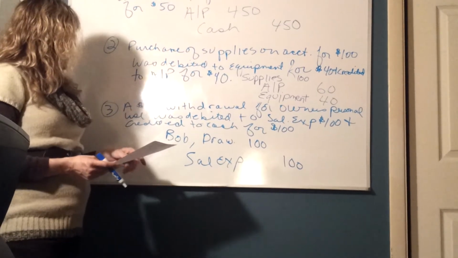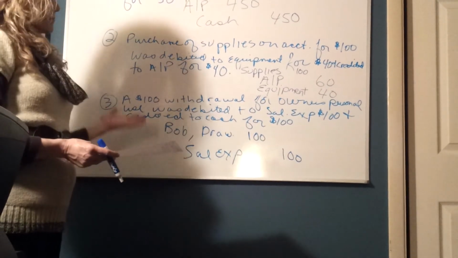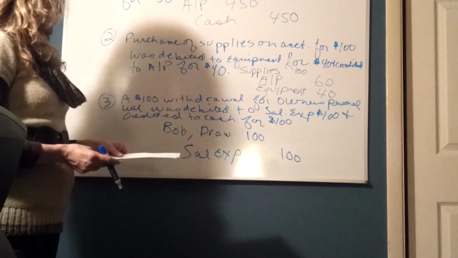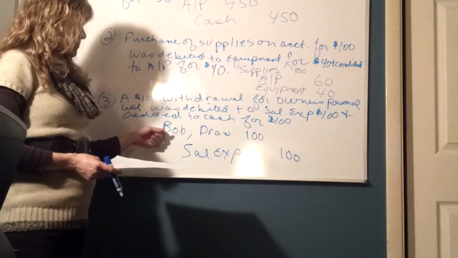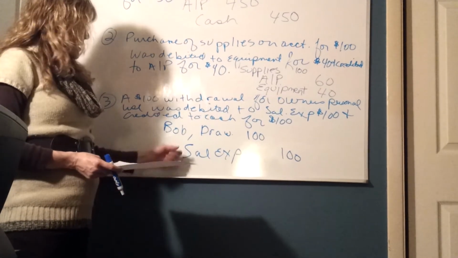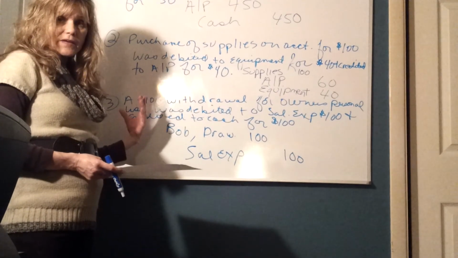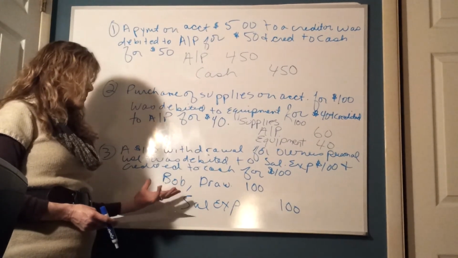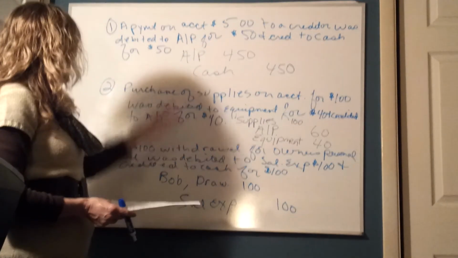And the last one, there was a $100 withdrawal for owner's personal use. It was debited to salaries expense and credited to cash. The correct amount was done for $100, but wrong account. So all we have to do now is we're going to go ahead and debit Bob Drawings for the $100, credit salaries expense to get rid of the salary expense. Because again, our expense accounts normally have a debit balance, so to increase them, they're debited. So initially, salaries expense had been debited, but it was, of course, the wrong account. So this should take care of that, and all of these are now correct.